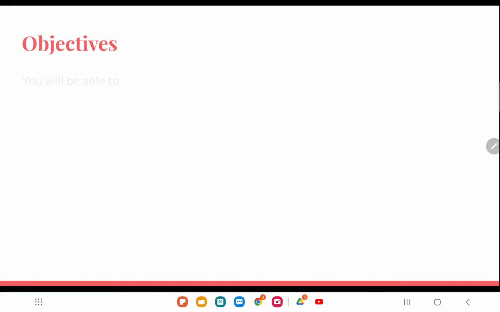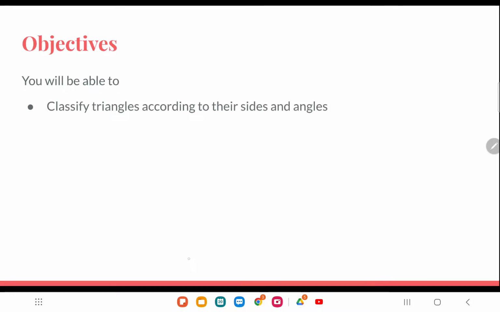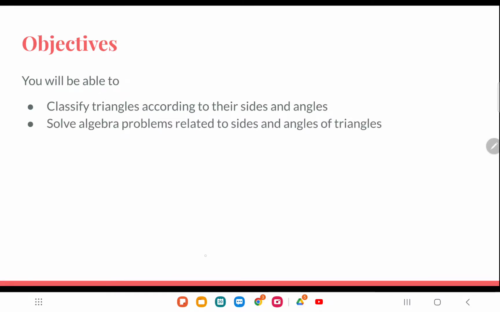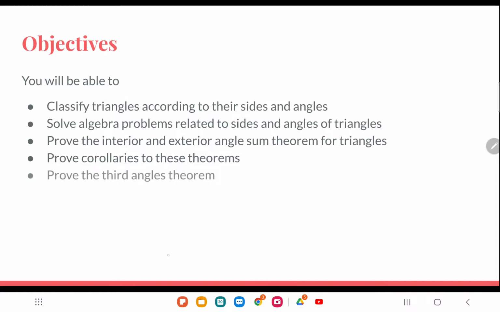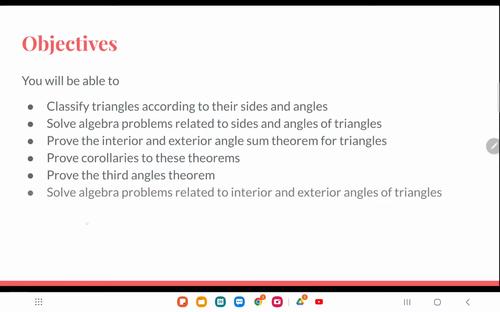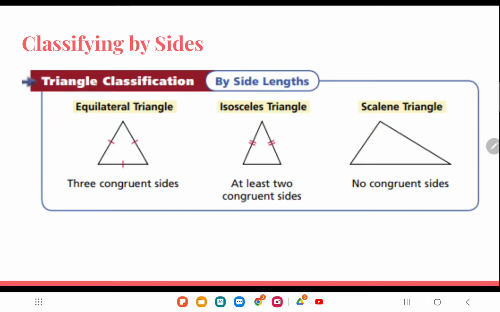The objectives are as follows. By the end of this slide deck, you will be able to classify triangles according to their sides and angles, solve algebra problems related to sides and angles of triangles, prove the interior and exterior angle sum theorem for triangles. We've done this already in class, so it's worthwhile for you to review this. Prove corollaries to these theorems. You will be asked to do this for homework. And prove the third angles theorem, another homework problem. You'll also be able to solve algebra problems related to interior and exterior angles of triangles.